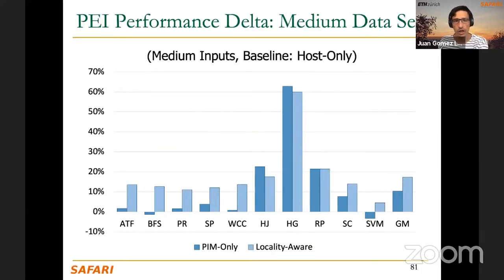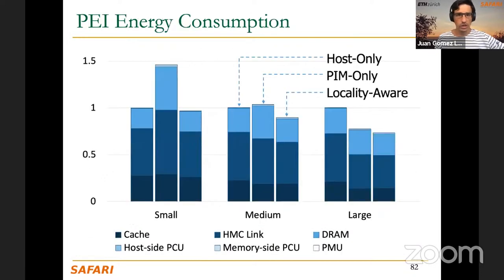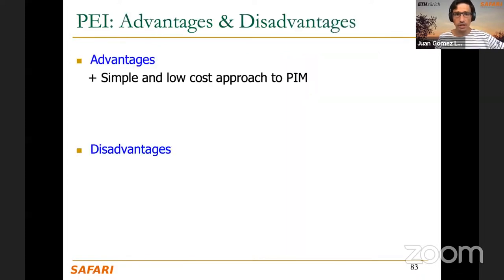And these are results for medium-sized inputs, where they are kind of halfway between the small and large inputs. So we can see higher performance improvements, but also the locality-aware scheduling in general produces significantly better results. And here, some energy consumption results, also in line with the performance results that we have seen for small, medium, and large data sets. Locality-aware is definitely the best thing to do in all of the cases.